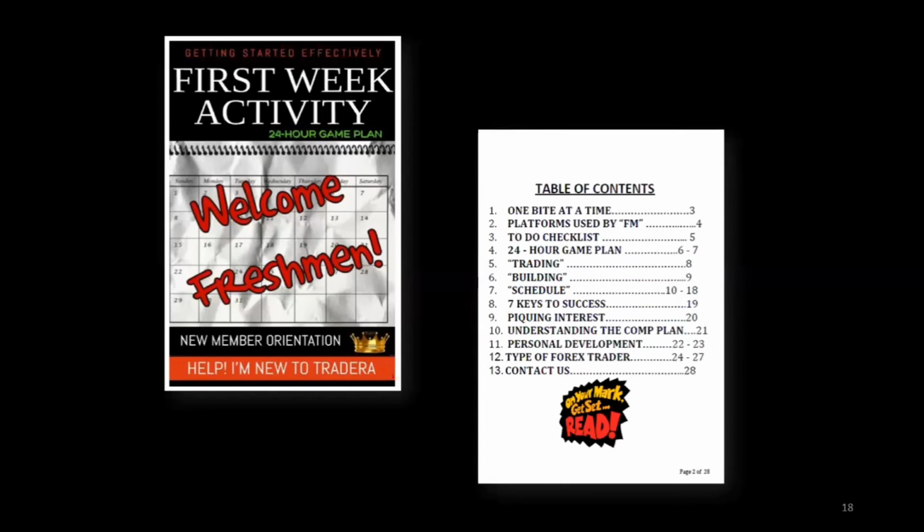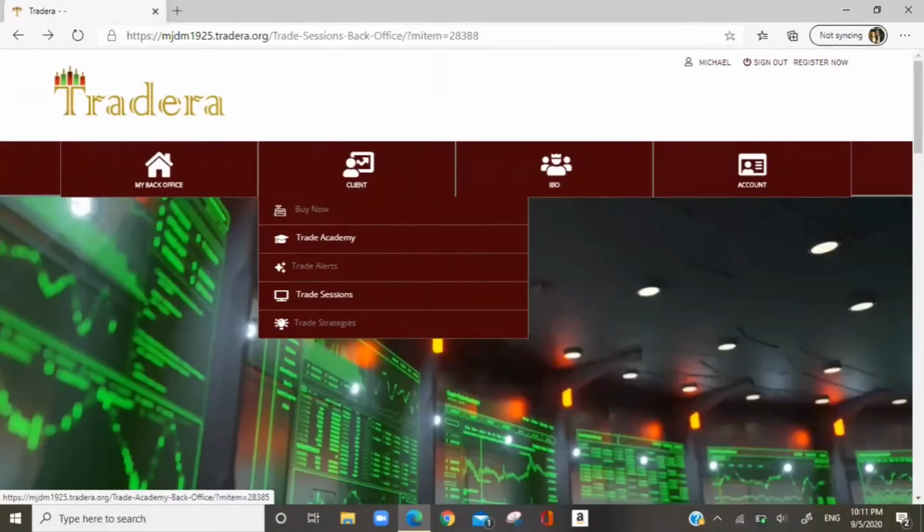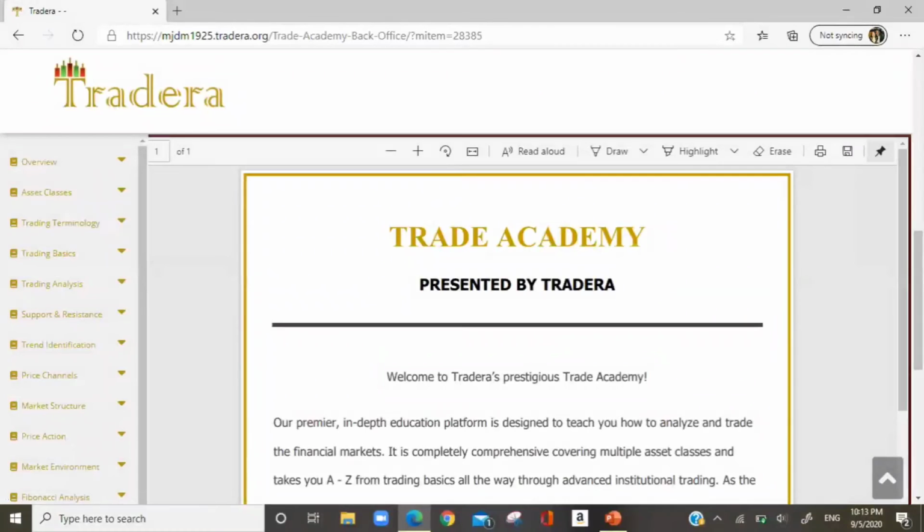All right. But you go into playbooks. That's what you do first when you sign up. And then this is what it looks like when you get in, when you sign up and you get into Tradera. This is what we call the back office. And then what you would do is you go into client and you click on Trade Academy and you start learning this information in the back office, right?